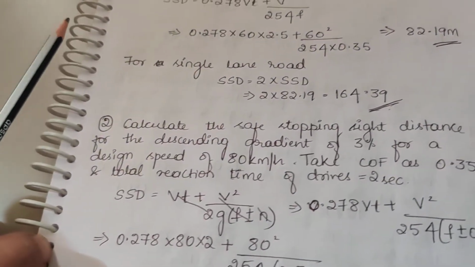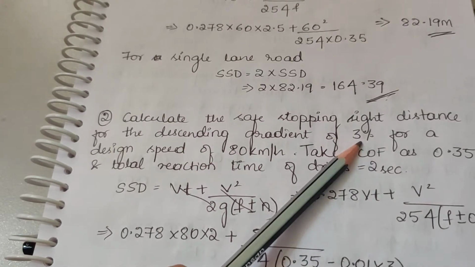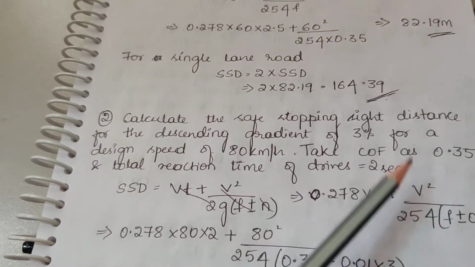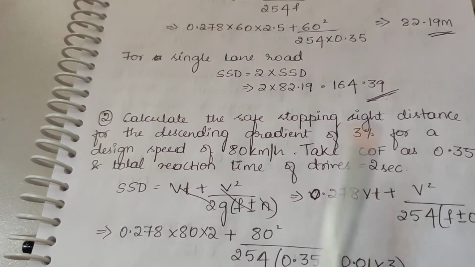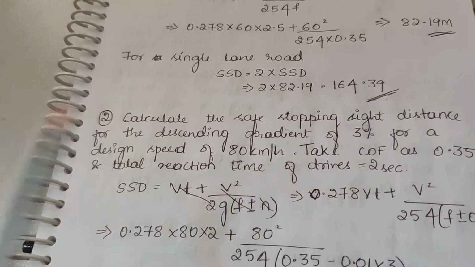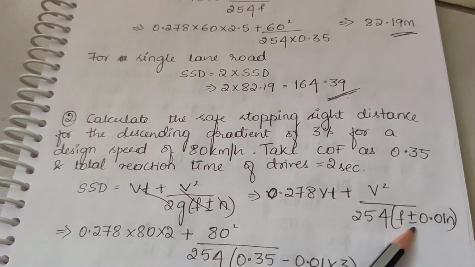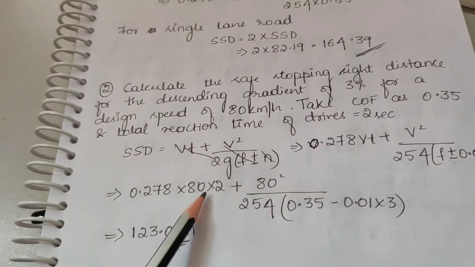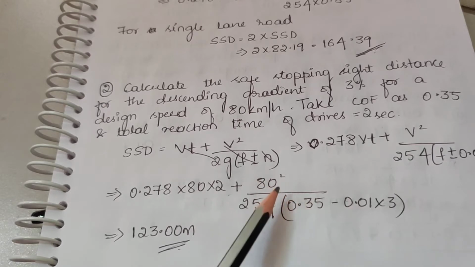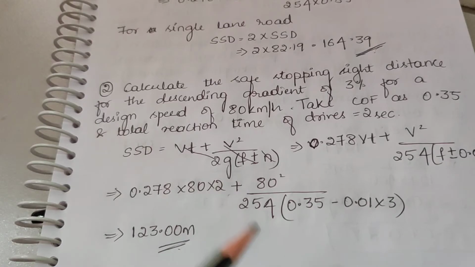Calculate the safe stopping sight distance for a descending gradient of 3%. A descending gradient is nothing but the slope they have given you, for a design speed of 80 km per hour. Take the coefficient of friction as 0.35 and the total reaction time of the driver as 2 seconds. So this is the formula. If there is a slope, f plus or minus 0.01 n. Since it is a descending gradient, take the minus sign. So 0.278 times 80 times 2, plus 80 square by 254 times (0.35 minus 0.01 times 3).